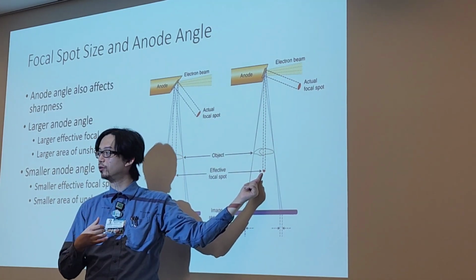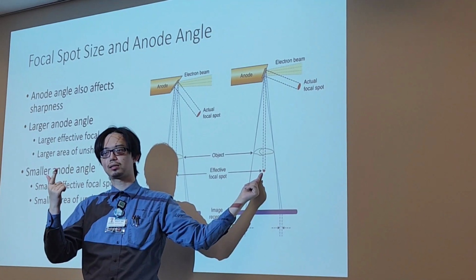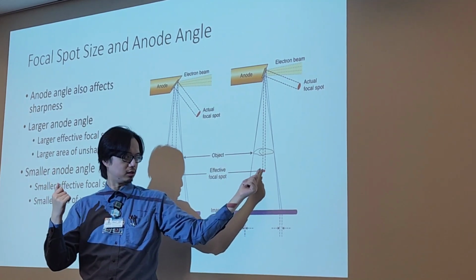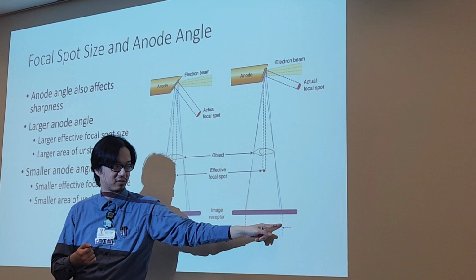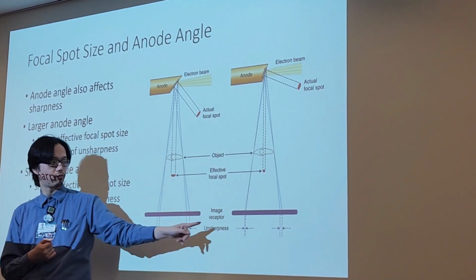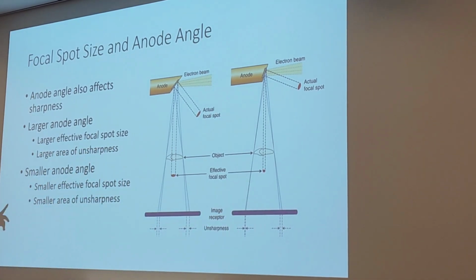Okay, small angle means small focal spot. What did we say about small focal spots? More sharp, but can accept less heat. Right? So if you look at the amount of unsharpness here, the amount of blur, notice how it's so much thinner compared to this. So the edges are going to be a lot sharper. They're going to be a lot more clear with that small focal spot size due to the small angle on the anode. But the trade-off, once again, is that it can't accept as much heating.